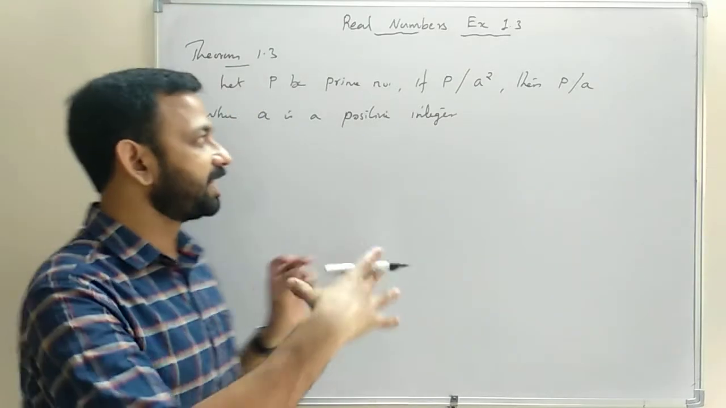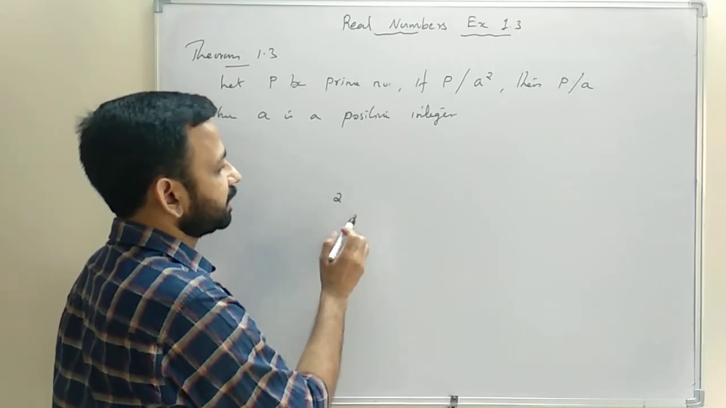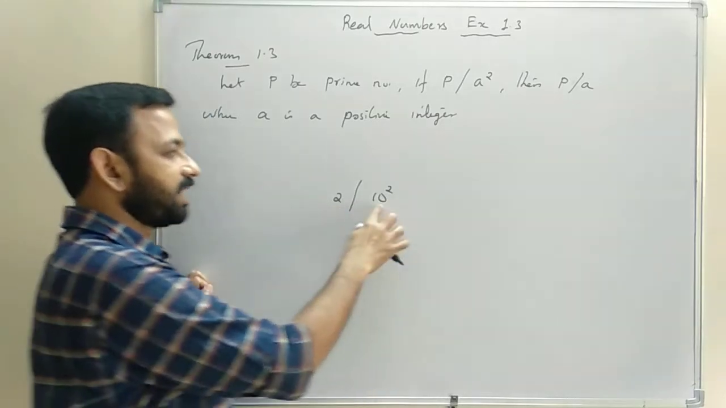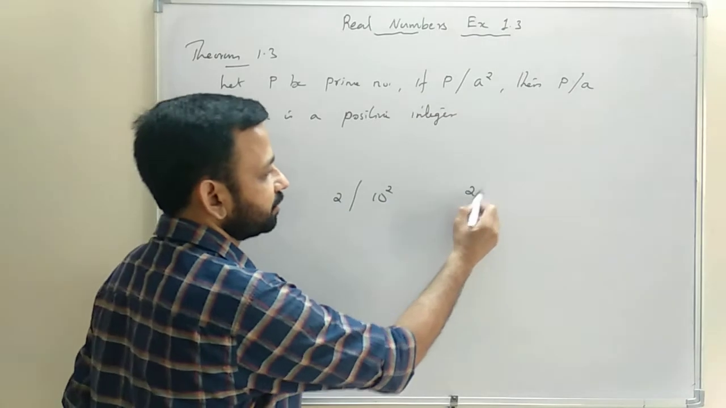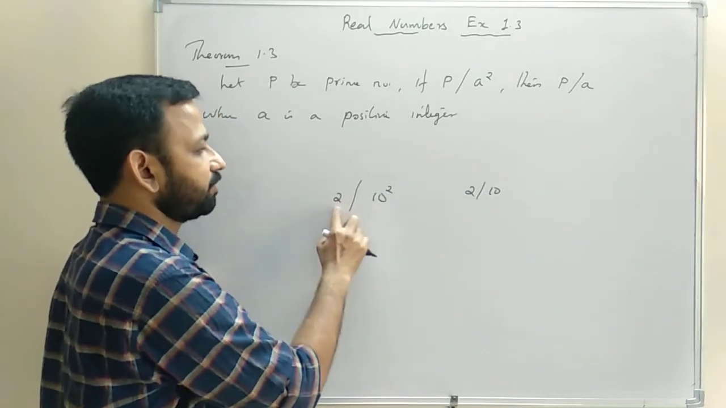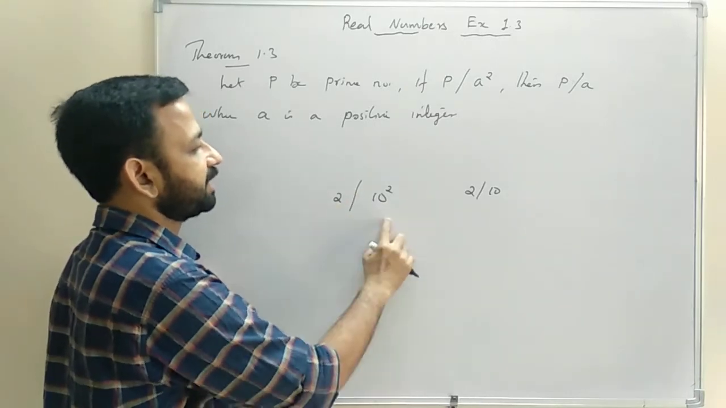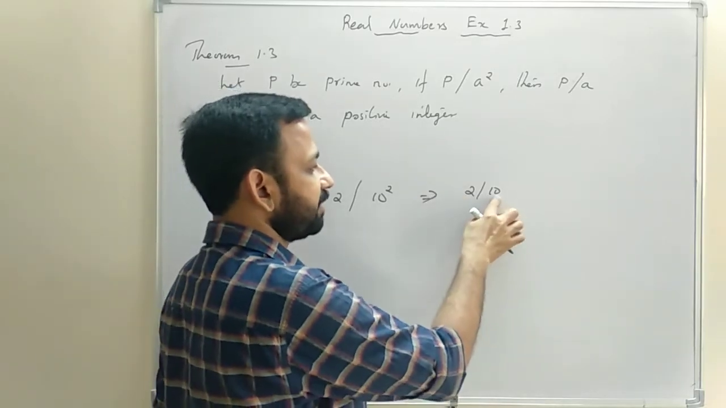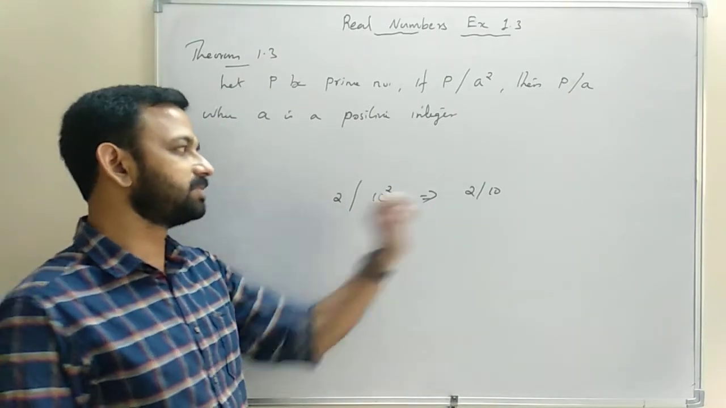If p divides a square, for example, 2 is a prime number. 2 divides 10 square. 10 square is 100. 2 divides 100. If 2 divides 10 square, then we can say 2 divides 10. When we divide 100 by 2, the remainder is 0. Then here 2 divides 10. When we divide 10 by 2, the remainder is 0. So 2 divides 10 square implies 2 divides 10.